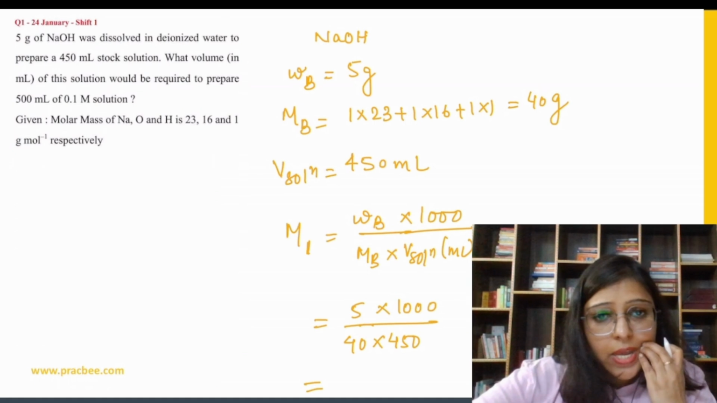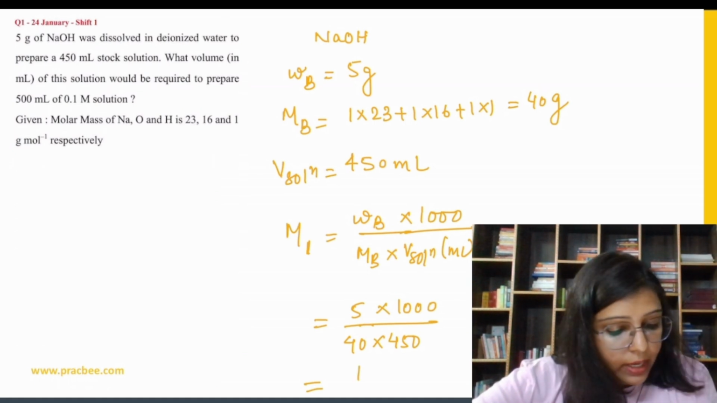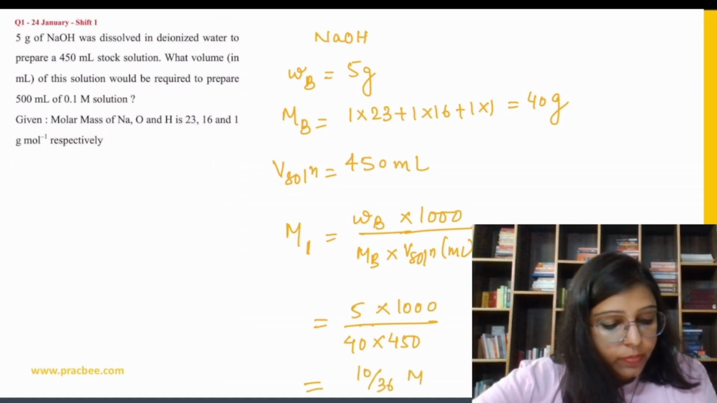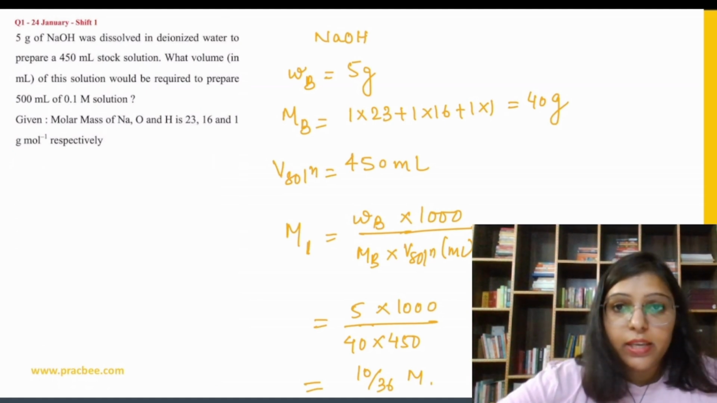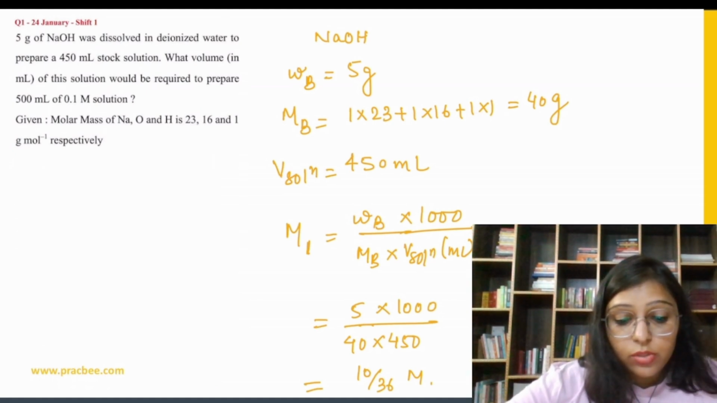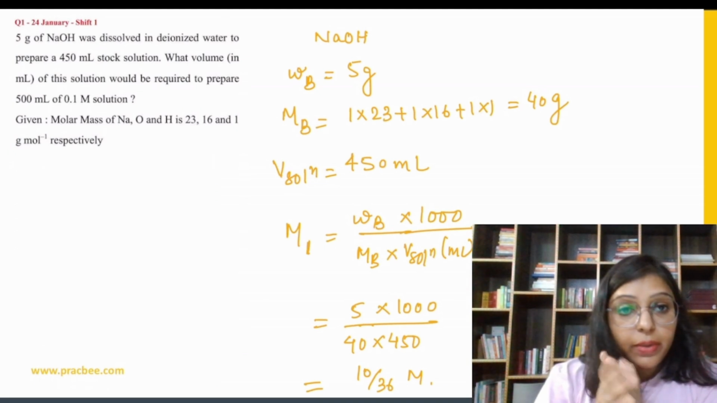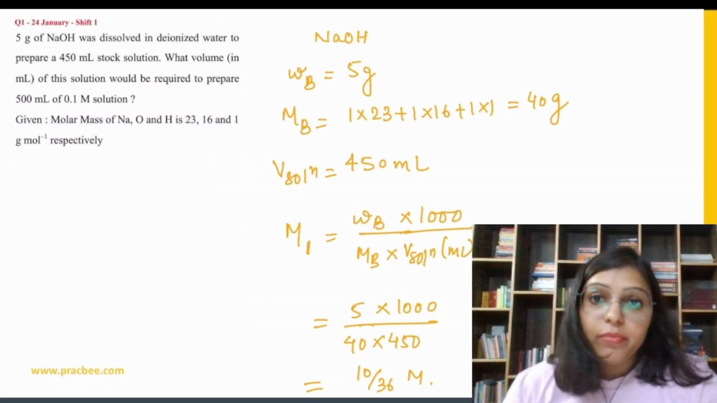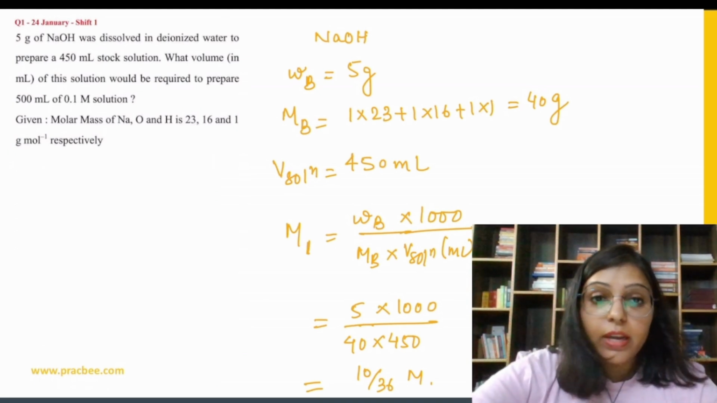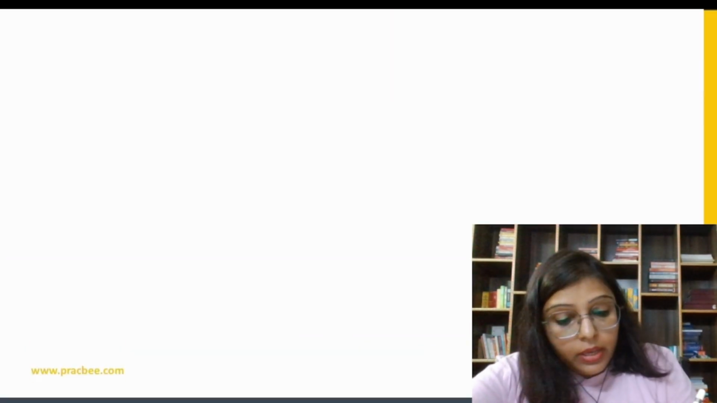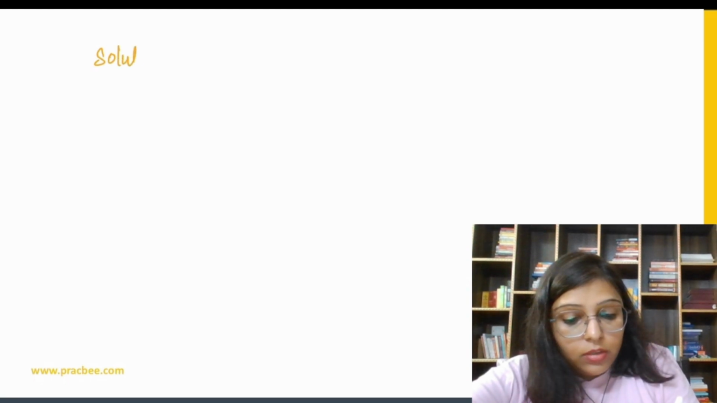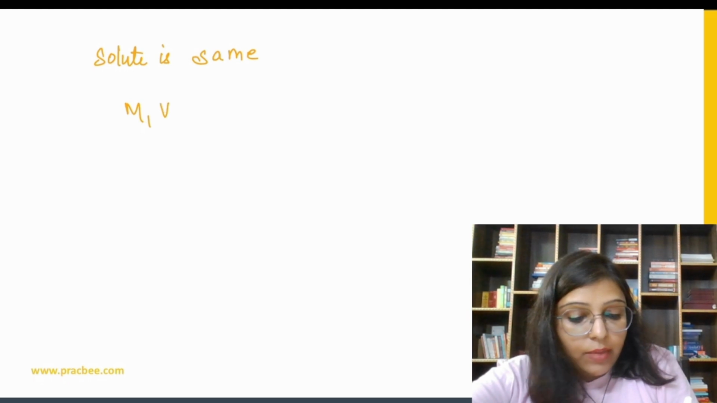When you solve this, you get 10 by 36 molar. Now the question says, what volume of this solution would be required to prepare 500 ml of 0.1 molar solution? It means we have to use, because the solute is same, this equation, M1 V1 is equal to M2 V2.